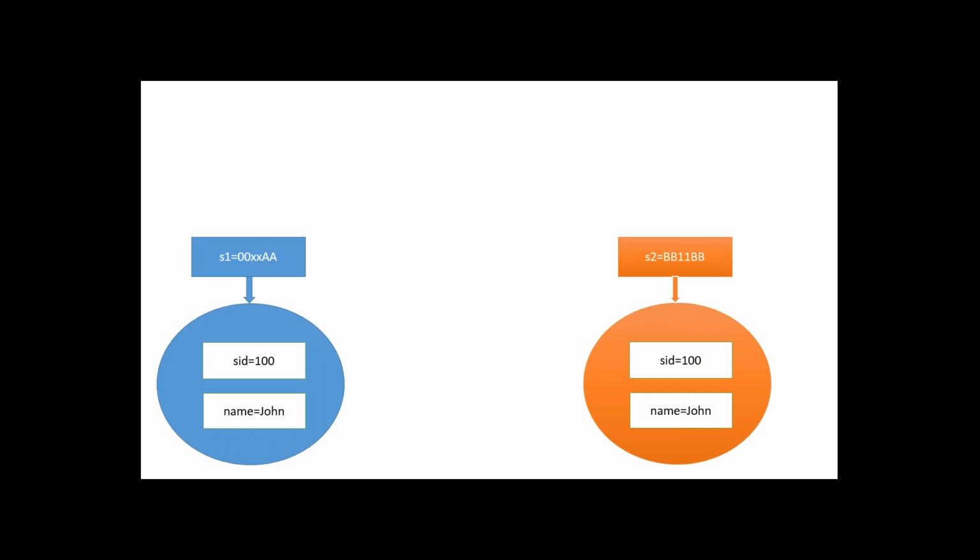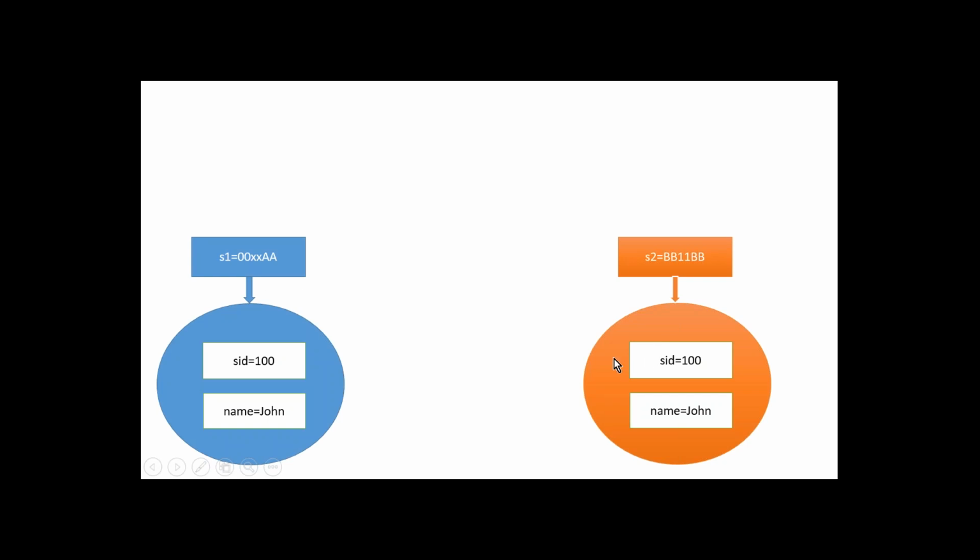Now let us understand the difference between the equals method and the double equal to operator. Let's say you've got an object called student, wherein the student ID is 100 and the name is John. And then you have another object wherein the student ID is 100 and the name is Chuck.